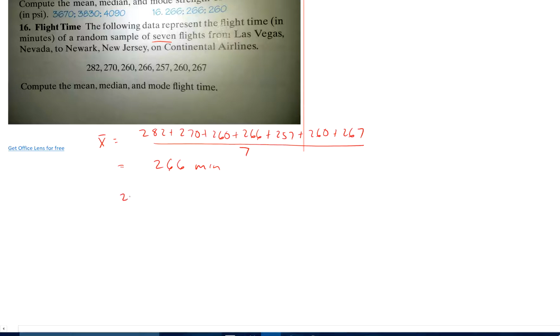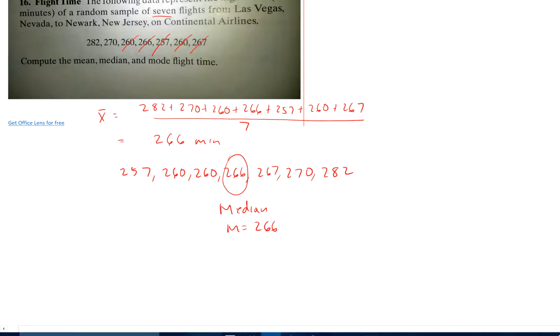The median, so we have to write from smallest to largest. So smallest is going to be 257. We got 260, 260, 266, 267, 270, 282. There's 7 pieces of data, so that's going to be my middle piece of data. So the median, m equals 266. And the mode is the data that occurs most often, which is going to be 260.